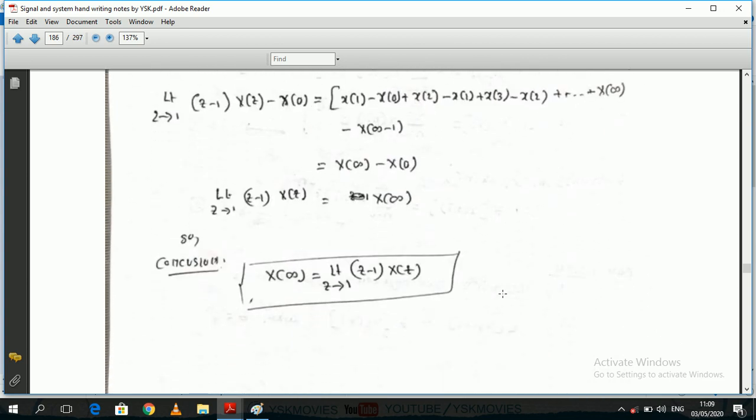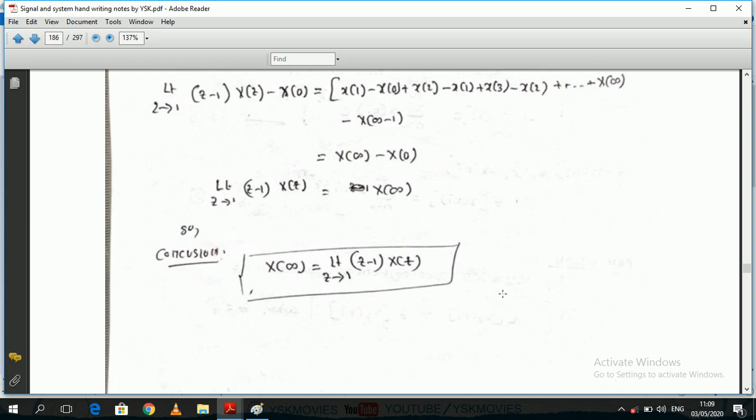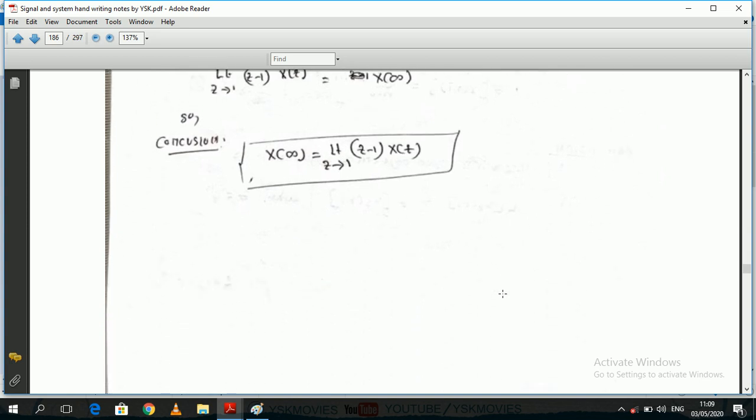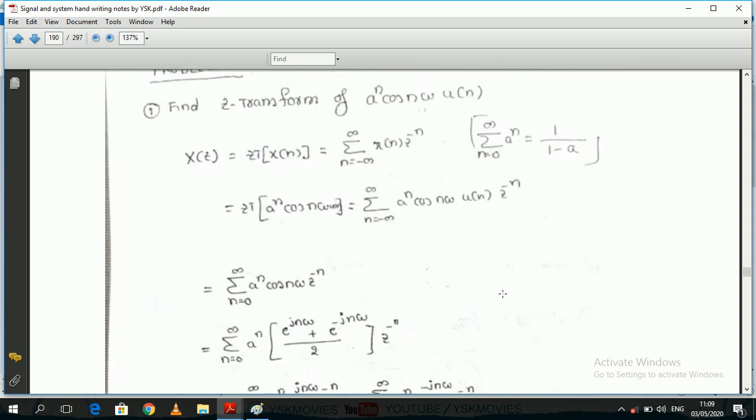Okay, proof. So finally we got x of infinity equal to the limit as z tends to 1 of z minus 1 into X of z. Now the problem: a power n cos n omega n u of n. What is the z transform for this function? This is in the time domain, or n domain. So let's convert it into the frequency domain by using the z transform.